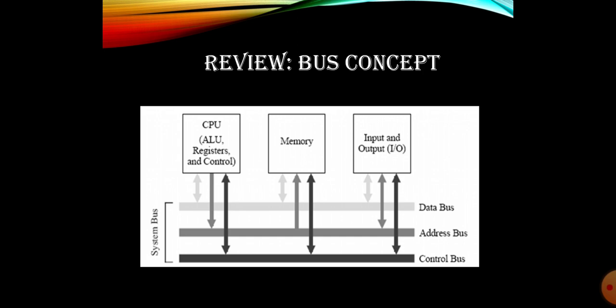So let's see what is the bus concept. This is the review of the bus concept. So CPU, ALU, registers and control, and memory, and input and output operations. So you have seen the bus concept, that is the symbolic representation of a bus. So this is the data bus, address bus, and control bus. The data bus is unidirectional, and the address bus is bidirectional, and the control bus controls the overall flow of data.